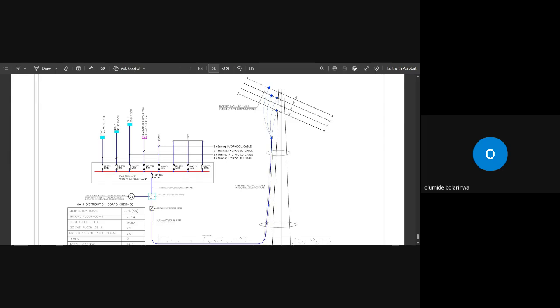Anybody? 800, 900 mm. Any other person? Actually, you can do 800, 600 mm. We can't do 600. Why is that?